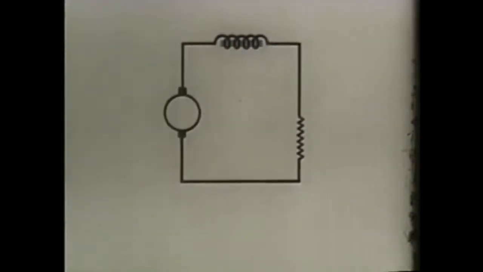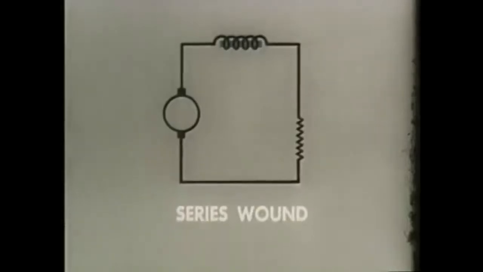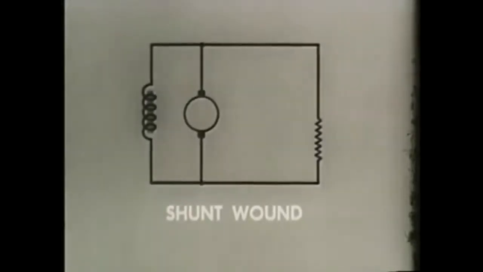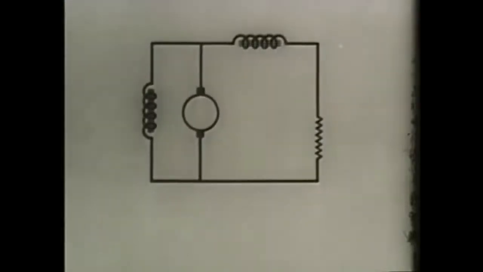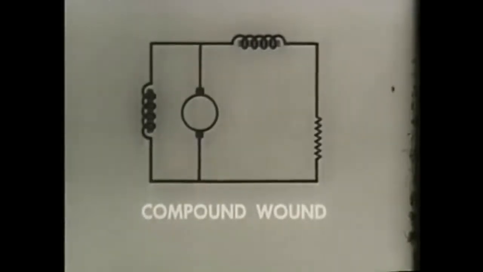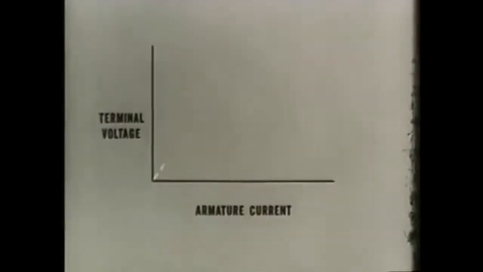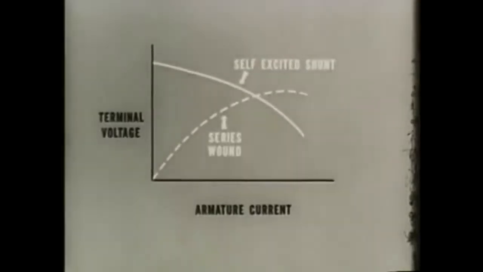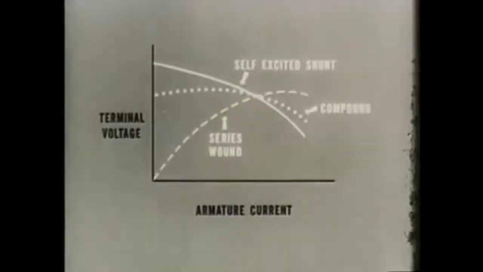Generator field windings are constructed in three ways. Series wound, where the field windings and the armature are in series. Shunt wound, in which the field winding is in parallel with the armature and the load. And compound wound, in which the best features of both the shunt and series wound generators are combined. Voltage regulation in the series wound generator is poor. In the shunt wound generator, voltage regulation is fairly good, but current regulation is poor. Compound wound generators provide stable voltage under changing loads. This output is normally most desirable.